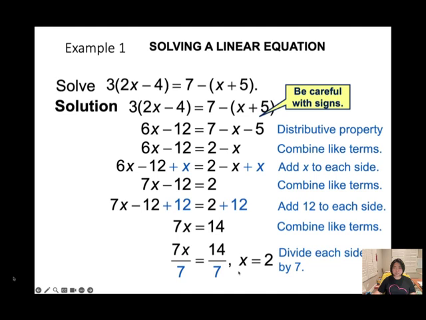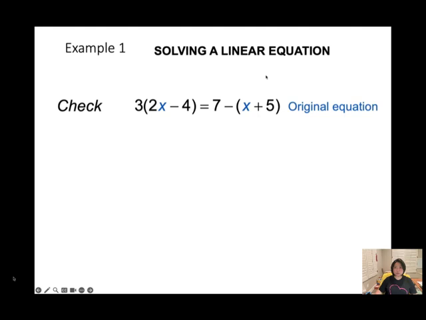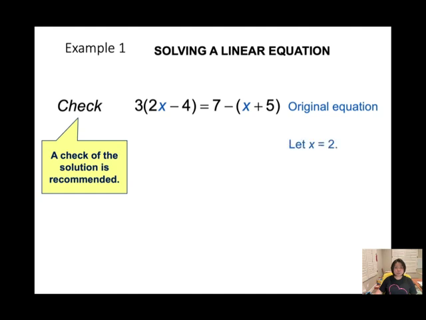After you find x equal to 2, you can always check your work. Remember how to check your work? You can put it back into the original equation here. Okay, let's check the work together. This is the original equation. We found out x is going to be equal to 2. So let's plug it in to see if they are equal to each other.